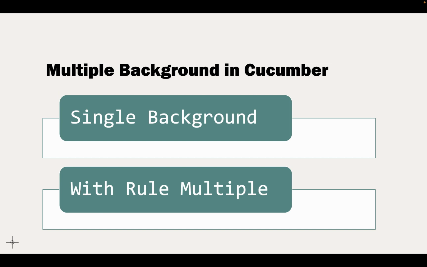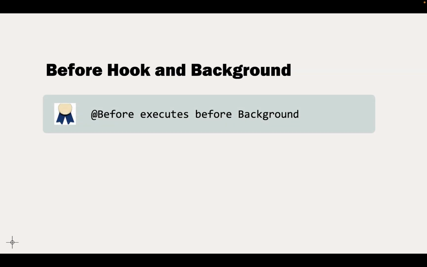There can be only a single background in a feature file if the rule section is not used. With rule, you can have a separate background section, including the one at the feature level. The critical point to note is that before hooks execute even before the background section. It is essential to understand the proper usage of background. It can contain one or more given steps which are run before each scenario but after any before hooks.